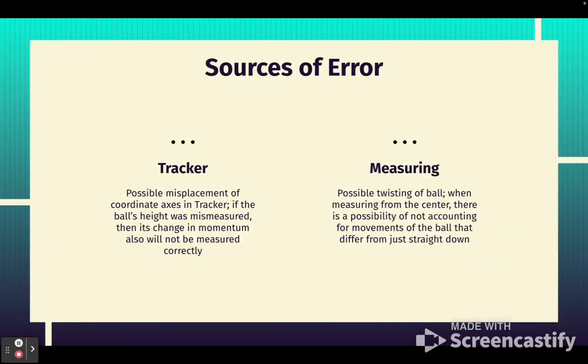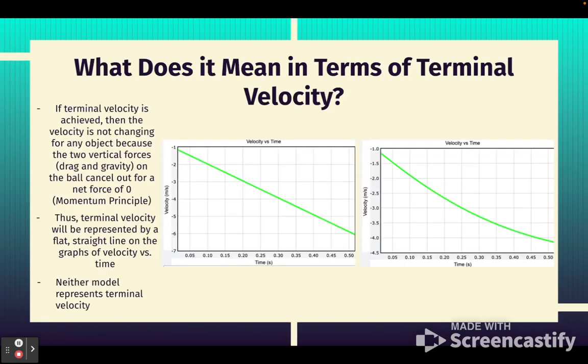Some possible sources of error. There may have been misplacement of coordinate axes in Tracker. If the ball's height was mismeasured, then its change in momentum also will be measured incorrectly. There is possible twisting of the ball. When measuring from the center, there is the possibility of not accounting for movements of the ball that differ from just straight down. So what does it mean in terms of terminal velocity?